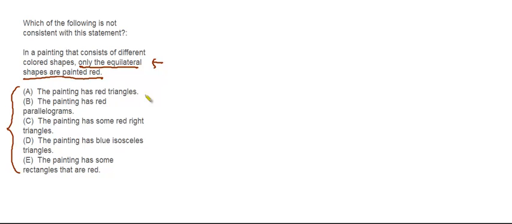So we want to go through one by one and see which one cannot be true based on the statement only the equilateral shapes are painted red. For A, we have the painting has red triangles. Well, that's okay. If the painting has red triangles, those red triangles can be the equilateral triangles, which means that they're equilateral shapes, so it's okay that they're painted red. This here is not impossible based on this. So we can keep this.